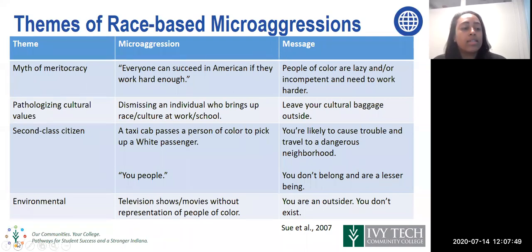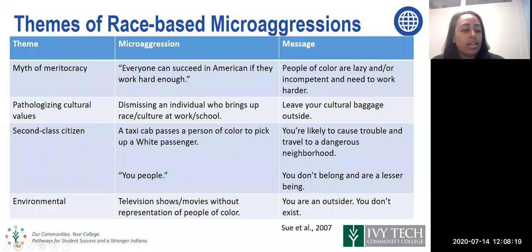The next theme is second-class citizens. So the microaggression here could be a taxi cab passing a person of color up to pick up a white passenger, or the "you people" language that some people use. The messages we see there are, you're likely to cause trouble and travel to a dangerous neighborhood, therefore I won't pick you up. And the "you people" comment is, you don't belong and you are a lesser being.